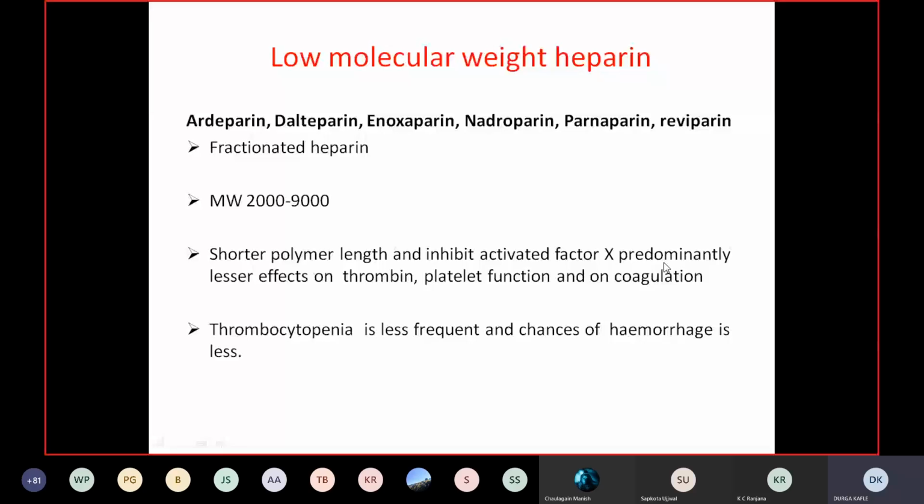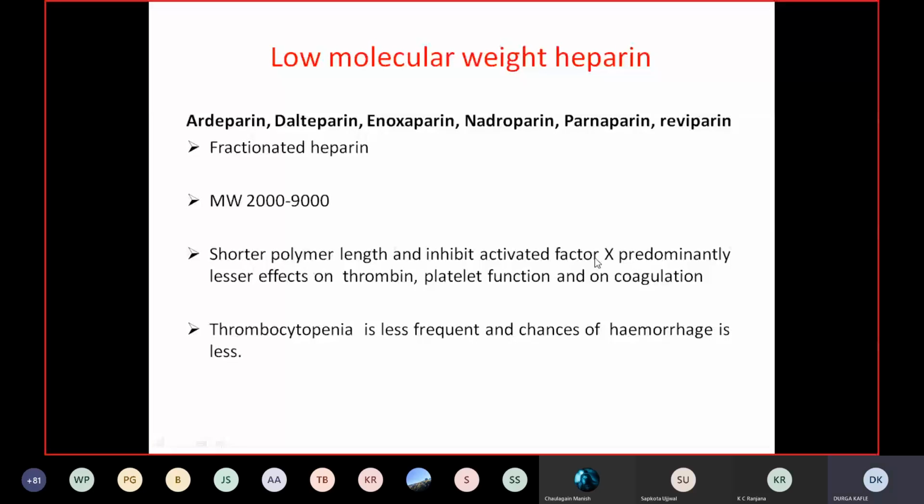Because it has a short polymer, it will cover only the antithrombin 3. There is no coverage of factor 10 or the other factor 2. Factor 10A does not require coverage by the heparin, so it is inactivated. But factor 2 requires full coverage by the heparin molecule, so it is not inactivated. So it predominantly inactivates factor 10, and it has a much lesser effect on thrombin, platelet function, and coagulation. It has a high effect on factor 10.